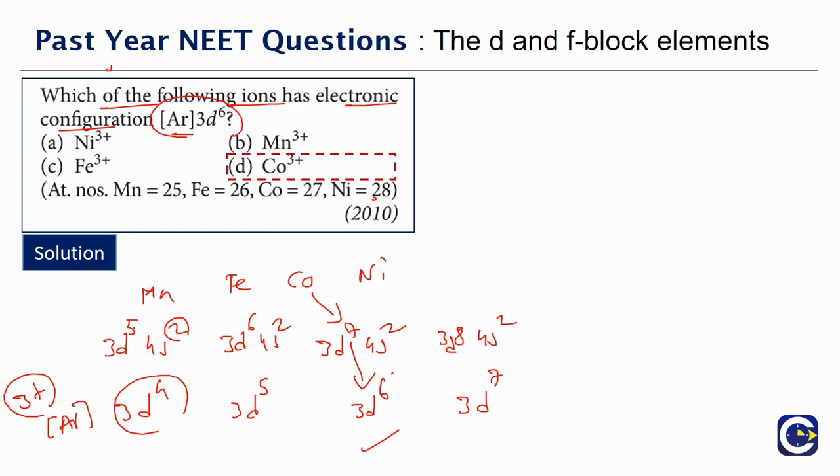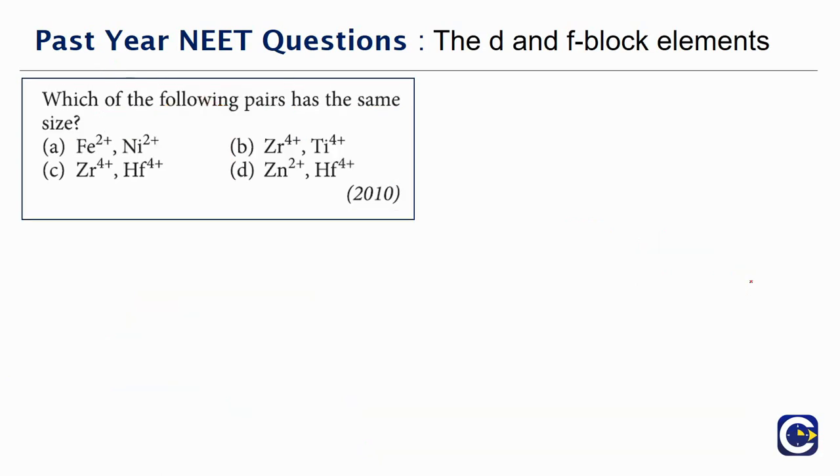And remember, whenever we are removing electrons, we remove them from the outermost shell. In the case of d block elements, first we have to remove the electrons from the s, because s will be the outermost. For the 3d series, the outermost shell is the 4th shell. So first we remove electrons from 4s, and only then we start removing electrons from 3d. Clear? Let's move on to the next question.